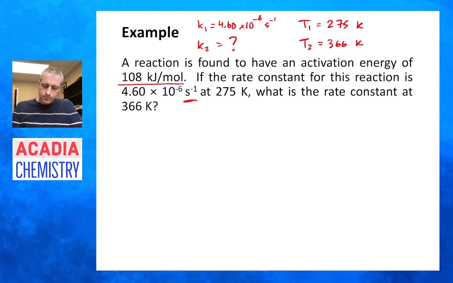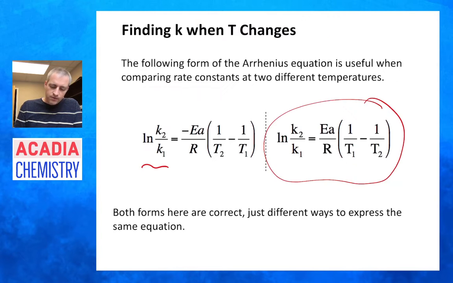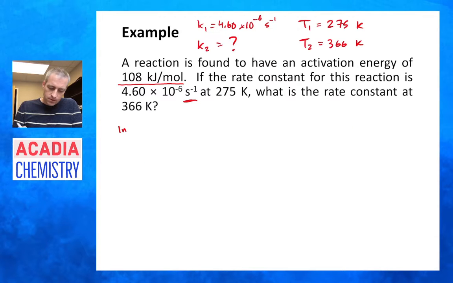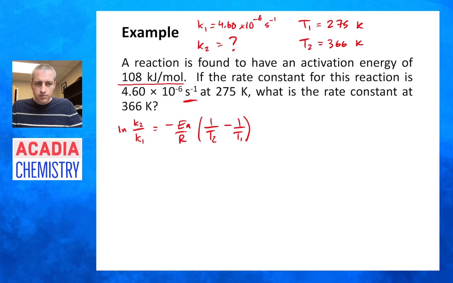All right, so our equation that we're going to be using is the natural log. You can see it on the previous slide. Why don't we use the one on the left? We have the natural log of K2 over K1 equals minus EA over R, 1 over T2 minus 1 over T1. What we want to do is rearrange this so we're creating an expression in terms of K2. So if we raise each side to the power of e, e to the natural log of K2 over K1 is just K2 over K1.